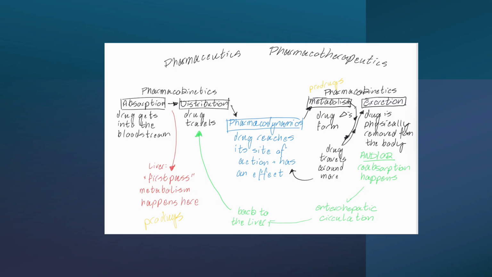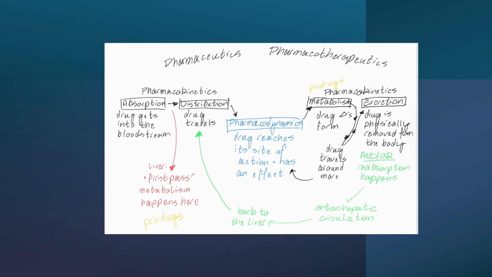We're just pausing here at this slide to make sure we still know where we are in this concept map. So we talked about absorption, drug getting into the bloodstream. And now we are talking about first pass metabolism, also known as the first pass effect.